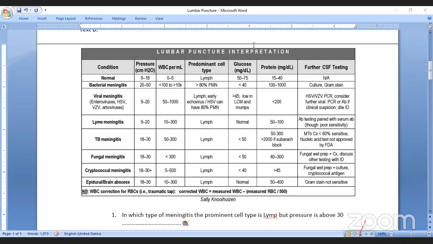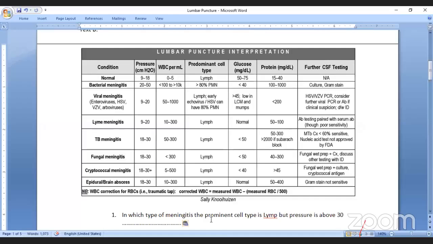Danish Bhatt, can you hear me? Yes, sir, your voice is clear. Okay, so what is your answer, please? My answer is the epidural brain abscess. The reason is that the pressure is above 30, so 31, 32 plus. So what is your approach to find the answer? After reading the question, what will be your approach?